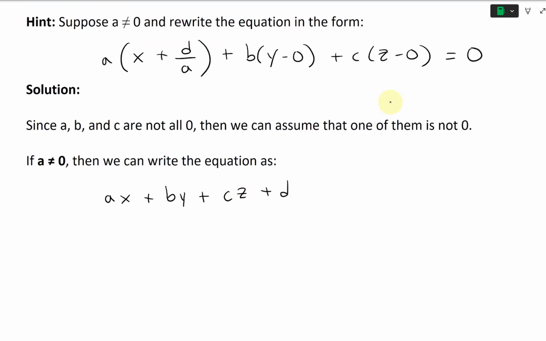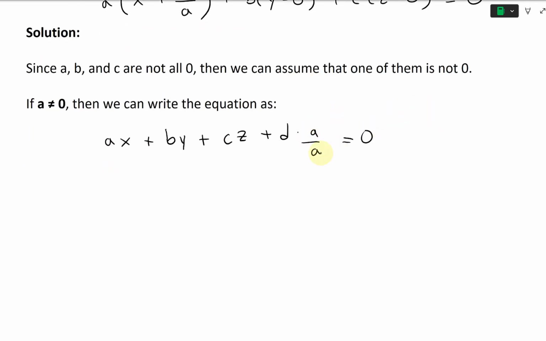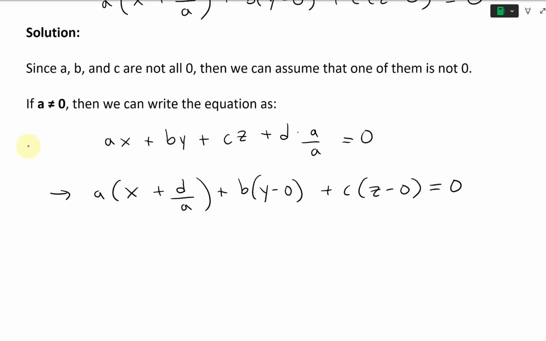And then what I'm going to do is I'll multiply the top and bottom by A. And this equals 0. So now we multiply the top and bottom, we're not changing anything. And now we'll factor out the A out of there so that we get A times x plus d over A. And then do the exact same format over here, but with the 0. So y minus 0 doesn't change anything. Plus c times z minus 0 equals 0.